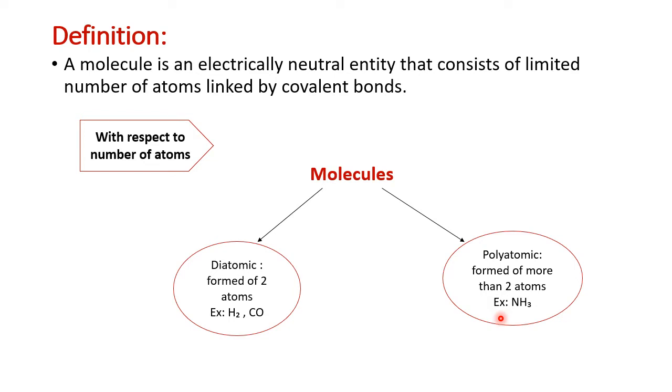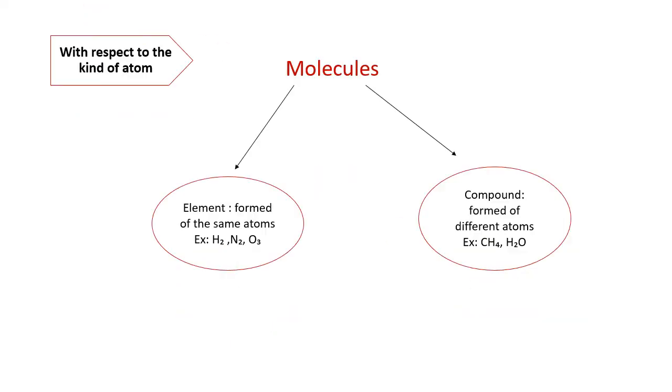With respect to the kind of atom, molecules are classified into two types, element and compound. Element is formed of the same atoms. Example H2, N2O3, it means the same type of atom. While compound is formed of different atoms. For example, CH4, H2O, it means we have different types of atoms in the compound.